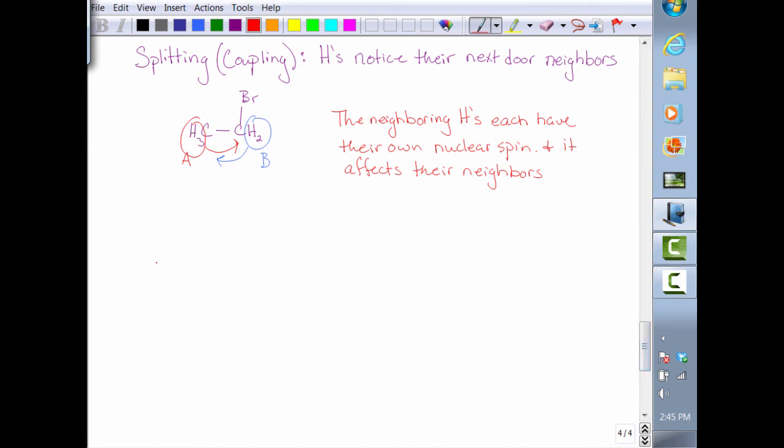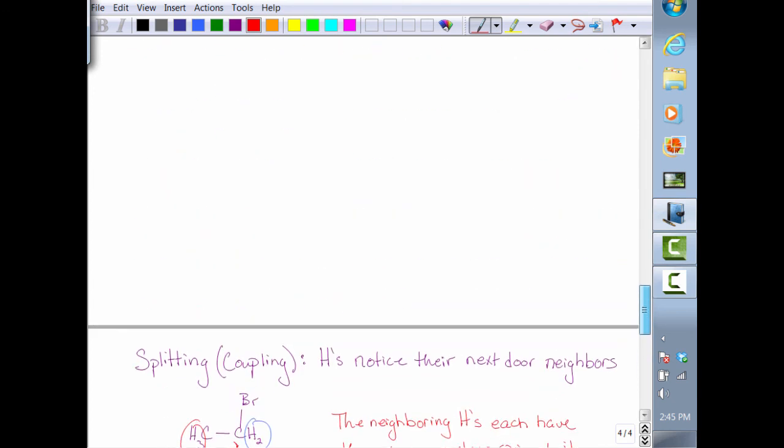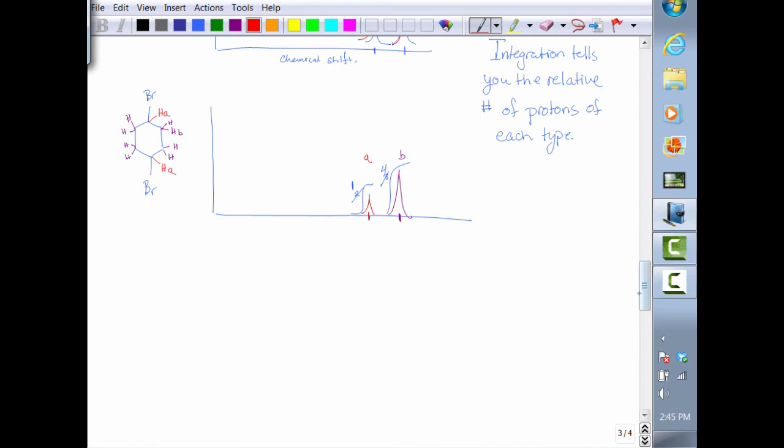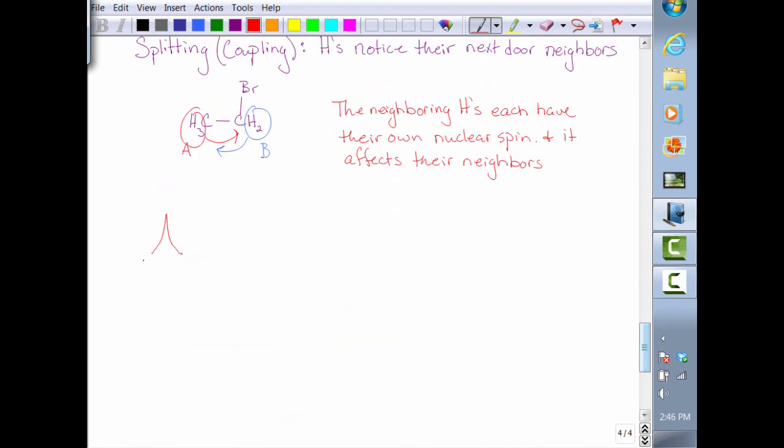So let's say I have a signal for A, okay? And that's my little, just like the silly little signals I drew up here. I'm just kind of drawing a little blip on a spectrum, okay? So pretend like that's a signal on a spectrum, or a perfect signal. But there's two hydrogens on B, and those two hydrogens each have their own nuclear spin.